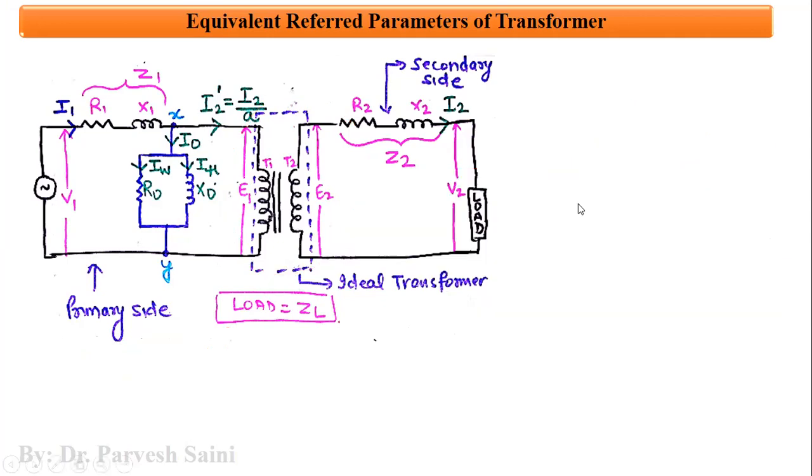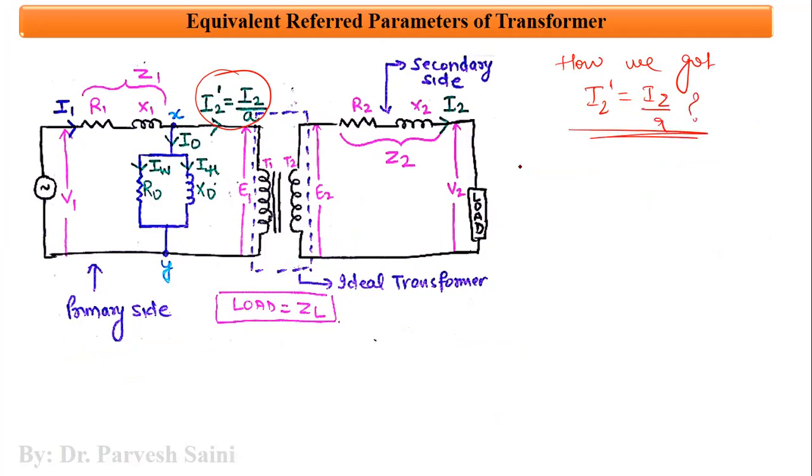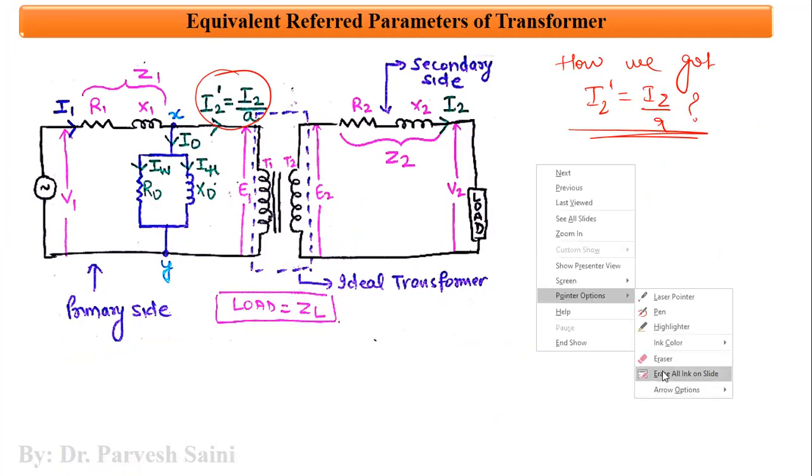Now let us understand what this is basically. How do we get I2 dash is equal to I2 by A? This is also a question. So how did we get I2 dash is equal to I2 by A? This is what we will understand in today's class, right?